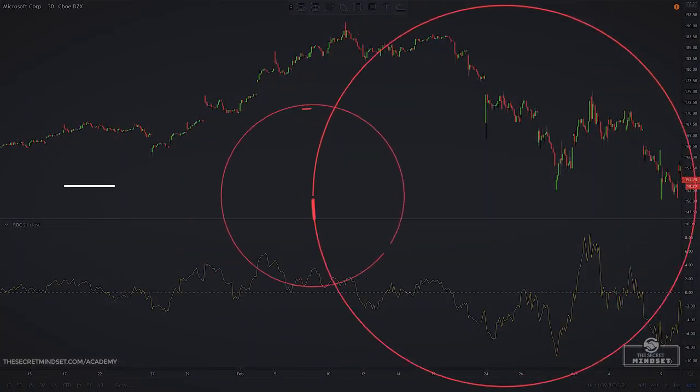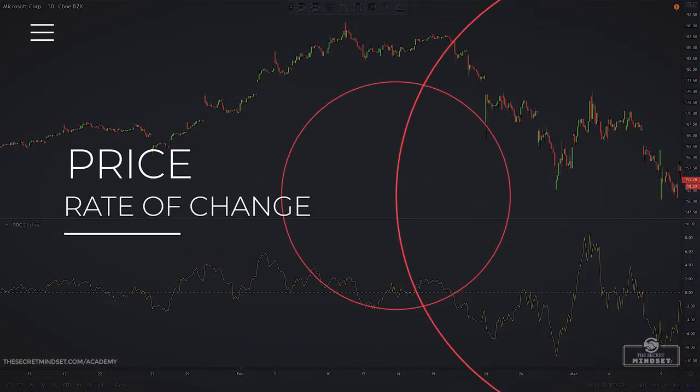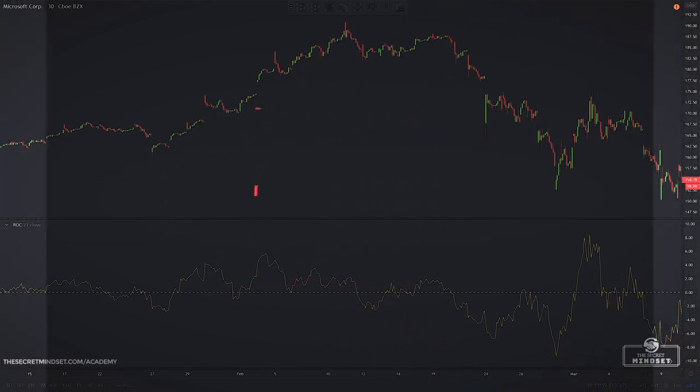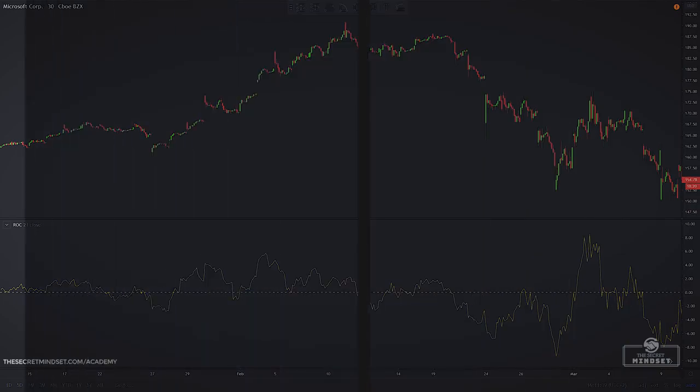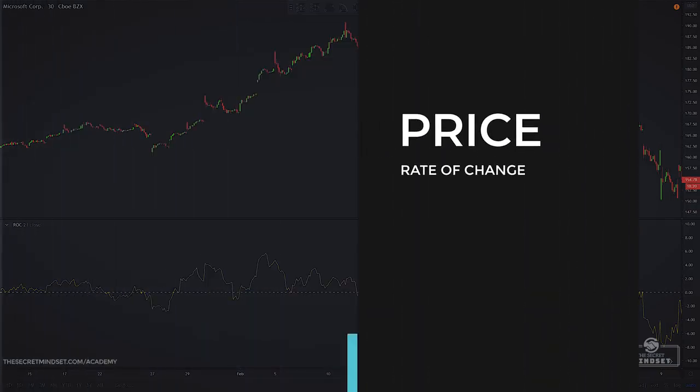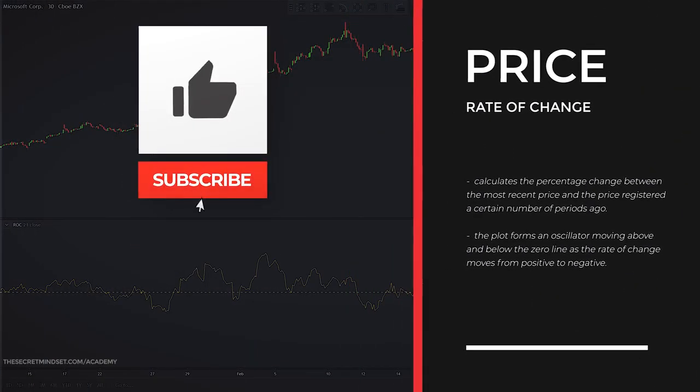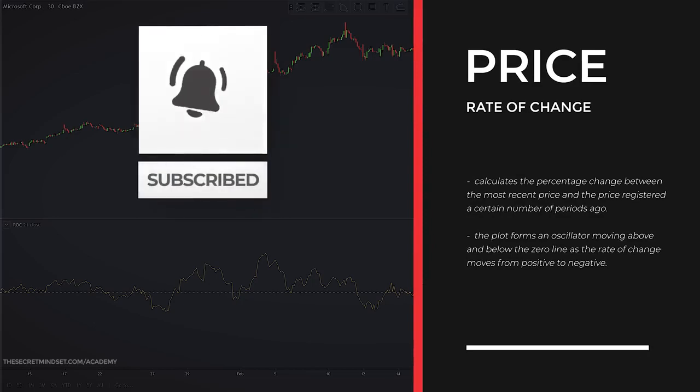The price rate of change represents a momentum oscillator, measuring the speed at which the price is changing within a defined time period. The rate of change calculates the percentage change between the most recent price and the price registered a certain number of periods ago.